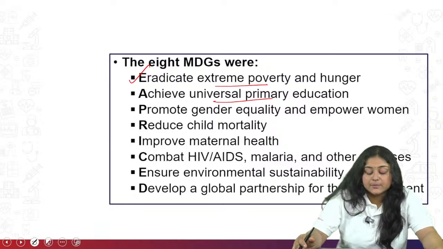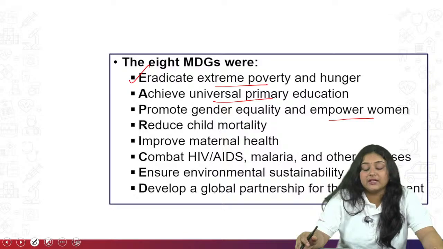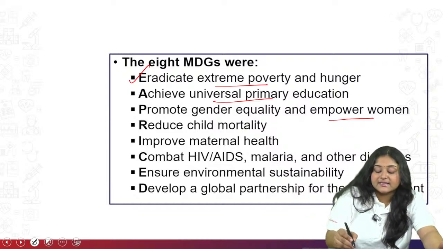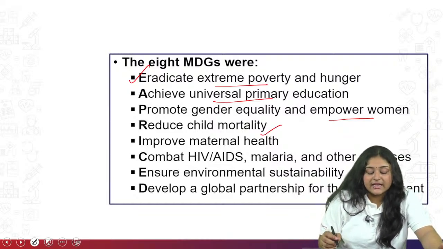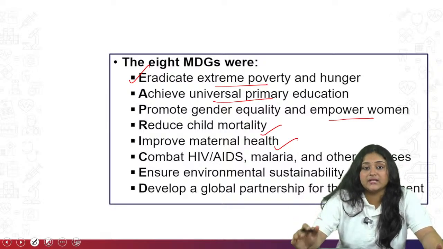Then P. P means promote gender equality and empower women, meaning they also have the right to work outside as well as the right to earn money by themselves. Next is reduce child mortality. Next, improve maternal health by providing exclusive breastfeeding, by massaging the breast after the delivery, by proper care from the family, by providing emotional support to the mother from the husband, etc.